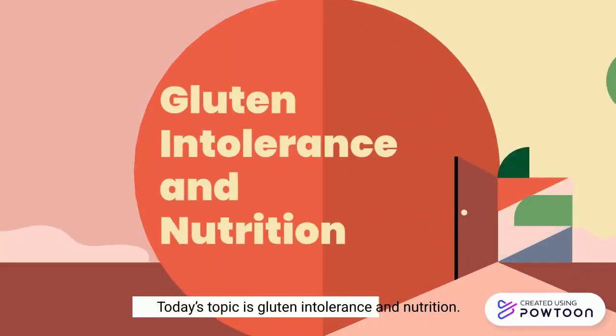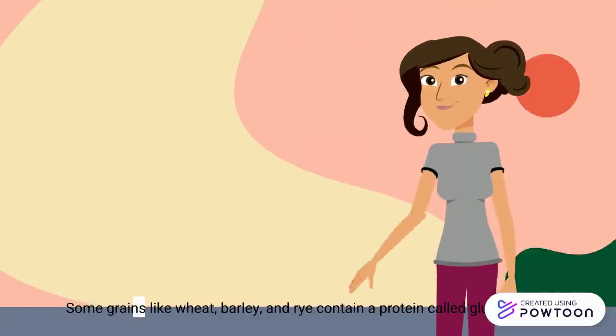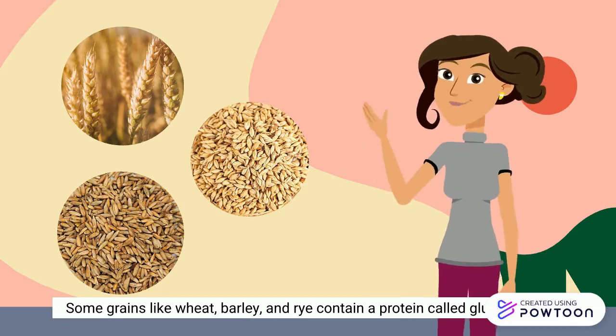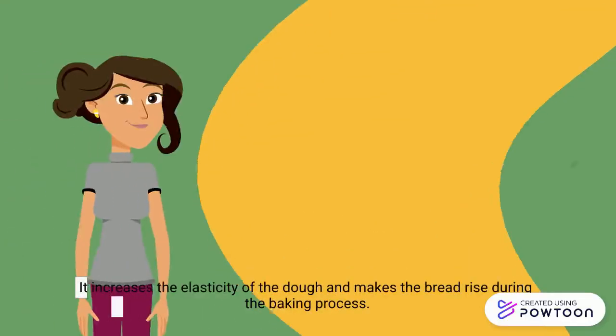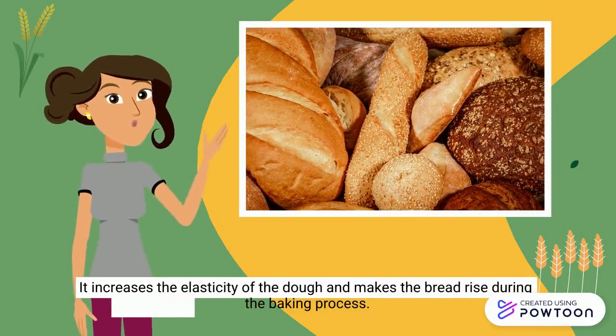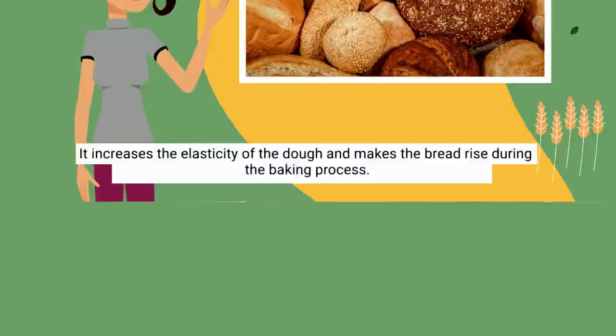Today's topic is gluten intolerance and nutrition. Some grains like wheat, barley, and rye contain a protein called gluten. It increases the elasticity of the dough and makes the bread rise during the baking process.